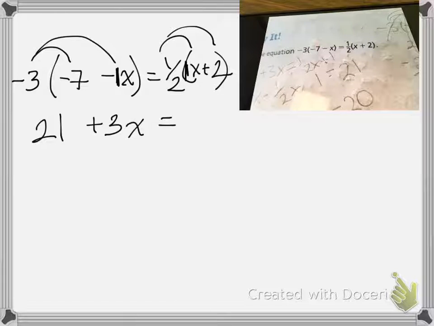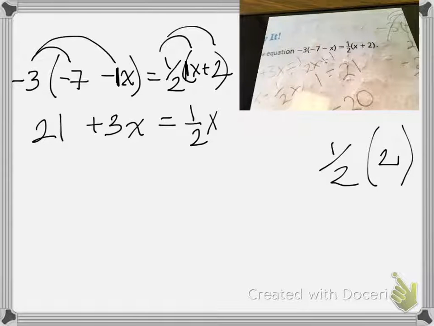Now on the other side, we're going to do the same thing. We're just going to be a little bit careful because we have fractions now. So 1/2 times 1. Well, anything times 1 is itself. So right here is just 1/2 x. And then now 1/2 times 2. So let's do that on the side. 1/2 times 2.